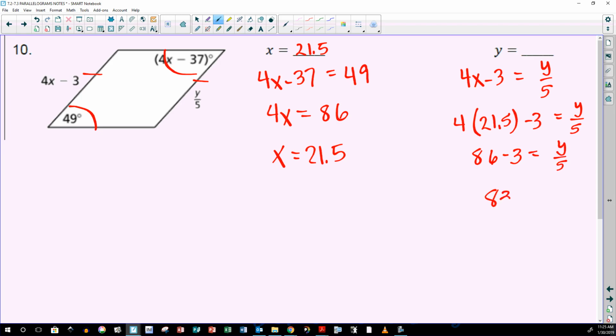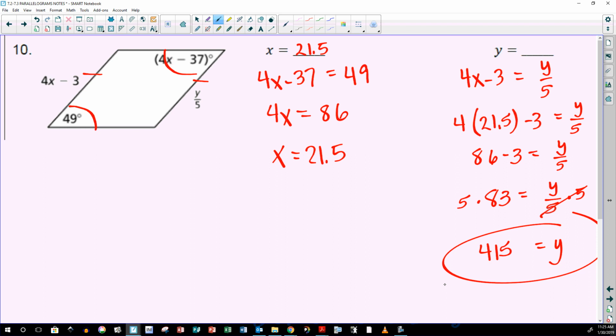So 83 is equal to y over 5. Since I have y divided by 5, I'm going to multiply by 5 so that I can get y by itself. So I'm going to multiply this side, and I find out that y is 415.